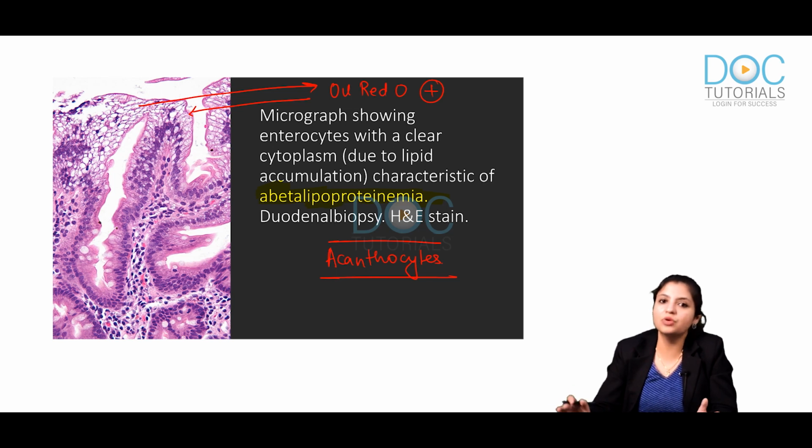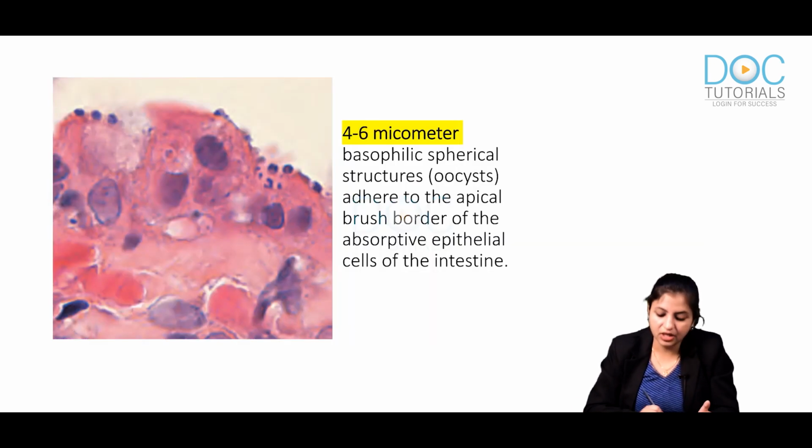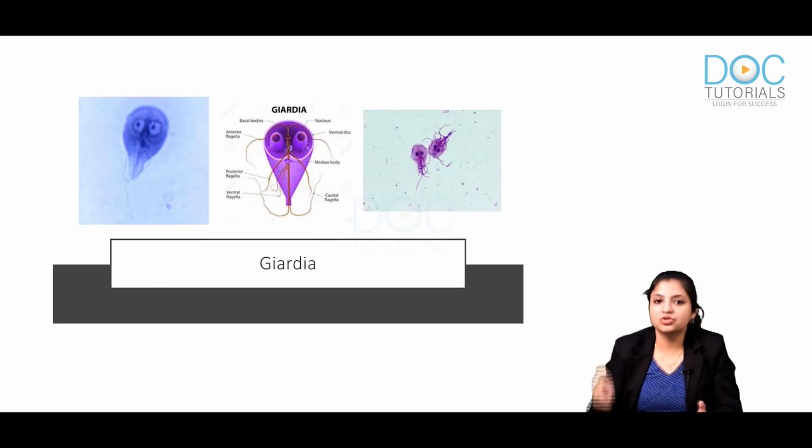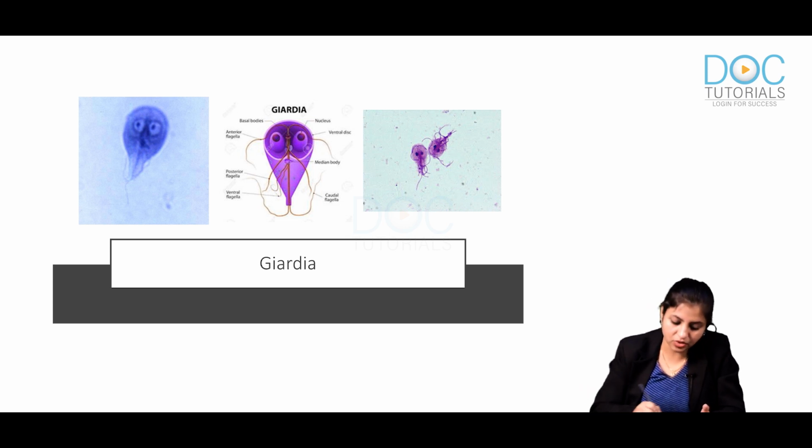Everybody clear with this? Yes. Now let's come to the parasite. The first parasite that everybody should know in the small intestine is Giardia. Giardia should be your favorite and you should be able to identify it anywhere. So let's see the Giardia. Giardia is a typically pear-shaped organism, and this organism has a very typical thing: you have to see the two eyes.